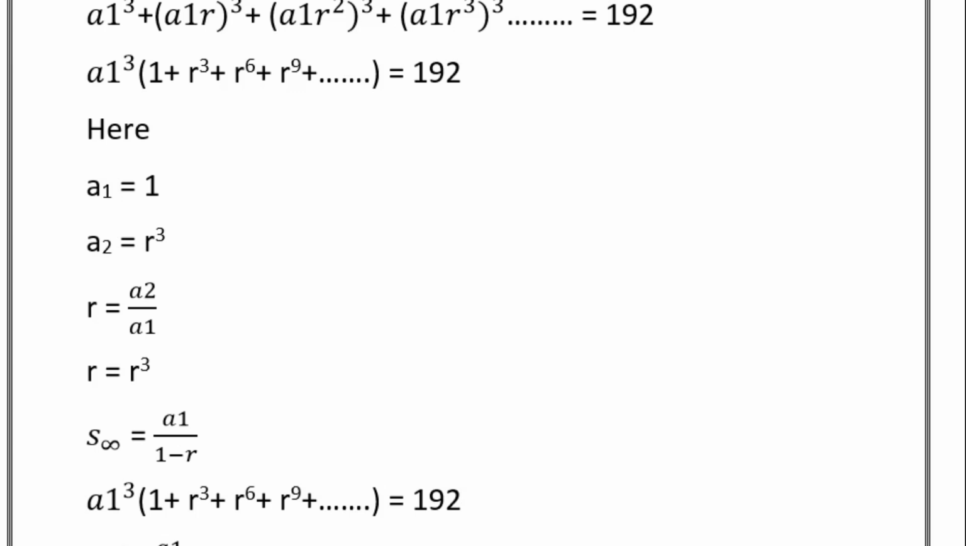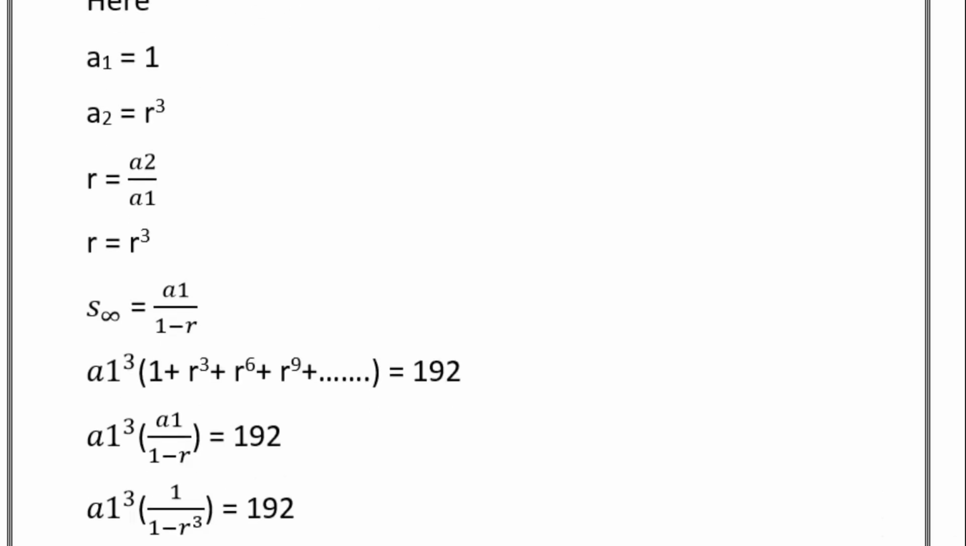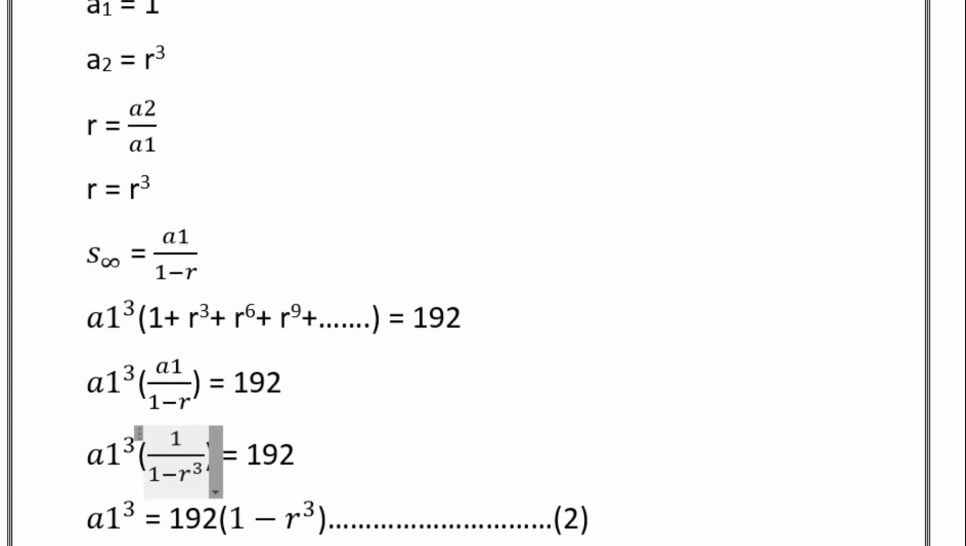So S infinite is equal to a1 divided by 1 minus r. By putting the values, the series 1 plus r cube plus r6 plus r9 up to so on can also be written in the form of a1 divided by 1 minus r, which is 1 divided by 1 minus r cube. So a1 cube divided by 1 minus r cube is equal to 192. By cross multiplication, a1 cube is equal to 192 into 1 minus r cube. That is equation number 2.